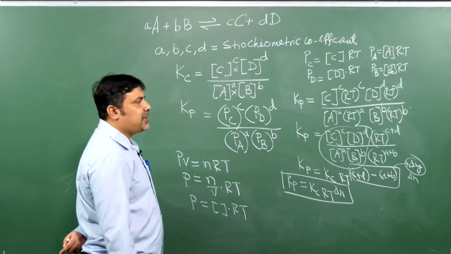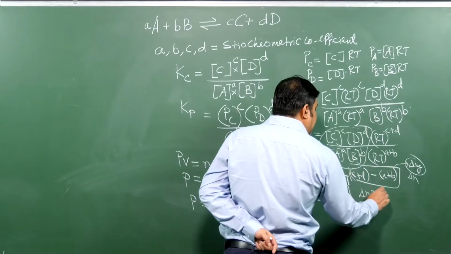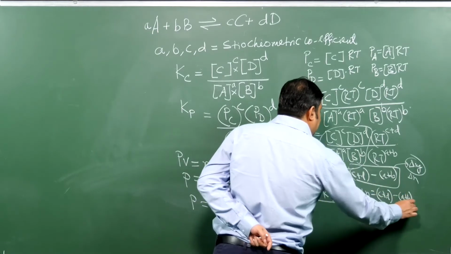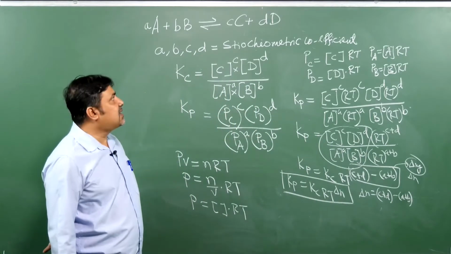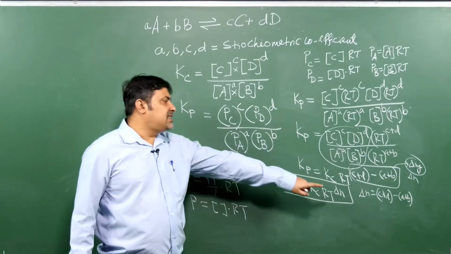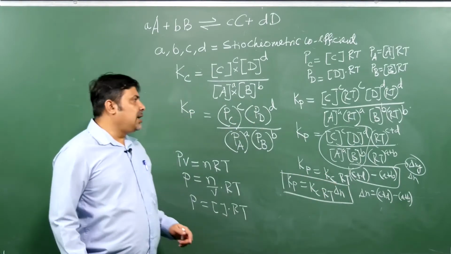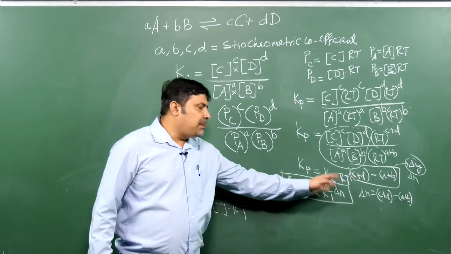So Kp will be equal to Kc RT to the power delta N, and delta N will be equal to C plus D minus A plus B. That means total number of moles of the gaseous product minus total number of moles of the reactant. So the Kp-Kc relation is: Kp will be equal to Kc RT to the power delta N.